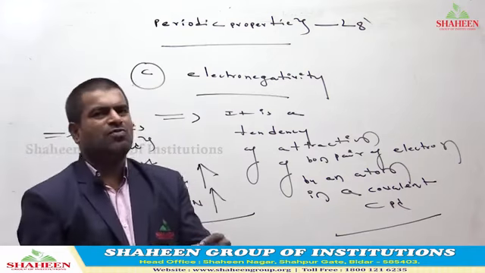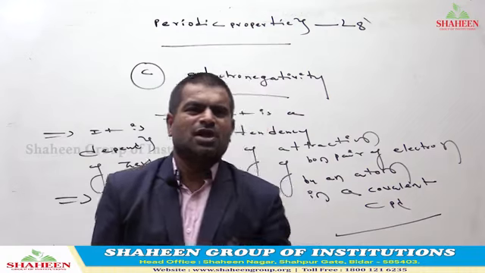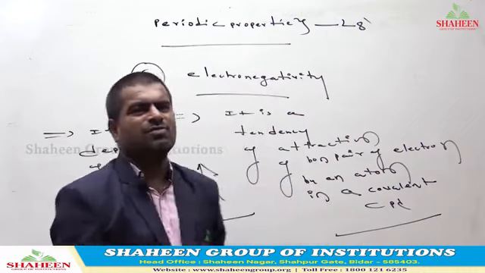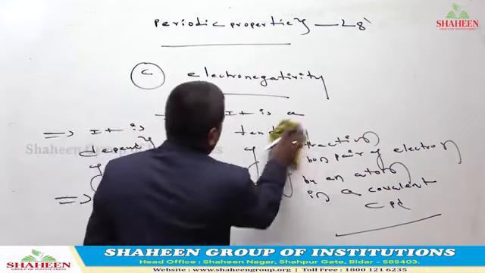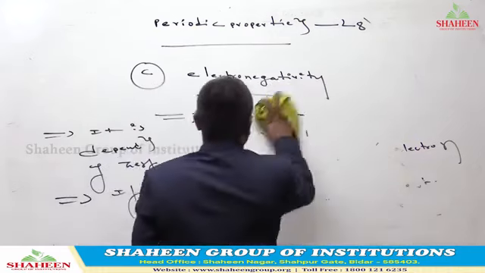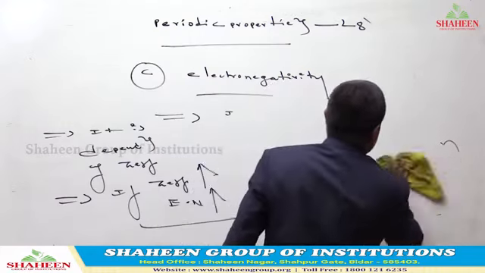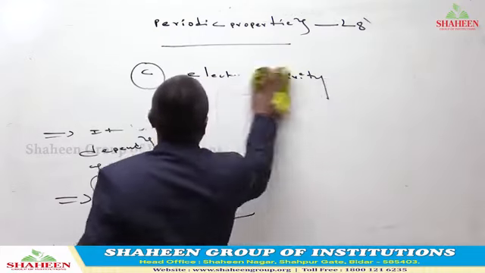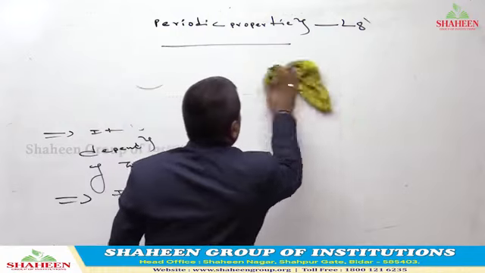Generally, in a group electronegativity decreases, and along the period electronegativity values increase. Now, variation of electronegativity of an atom in group and period.